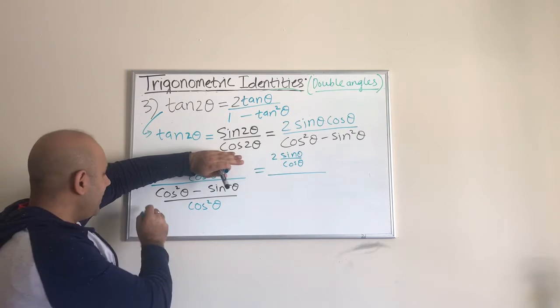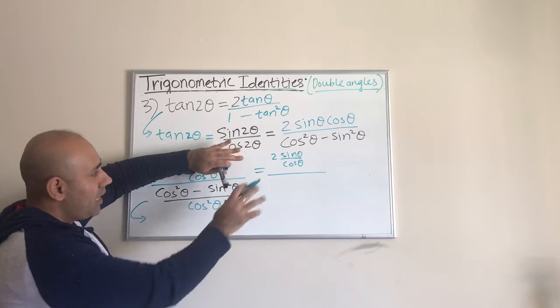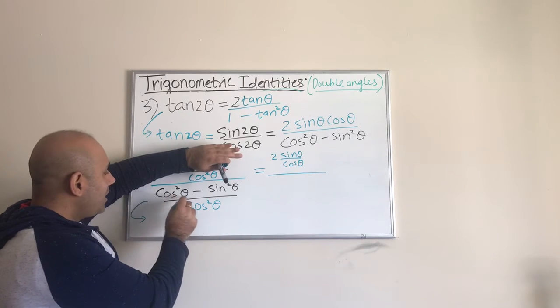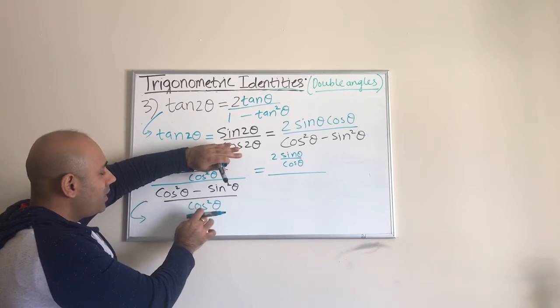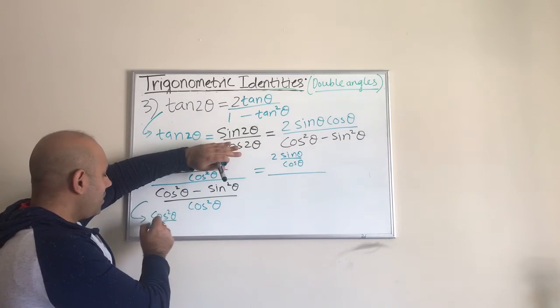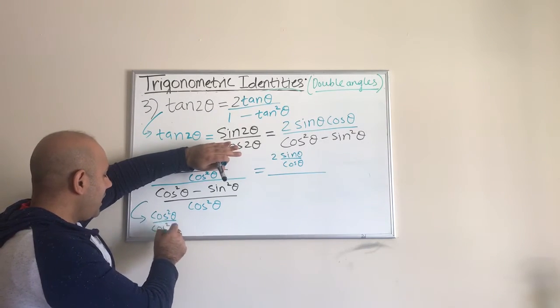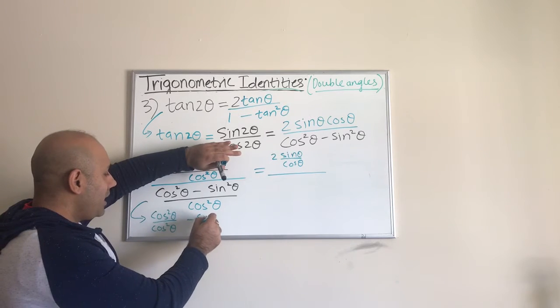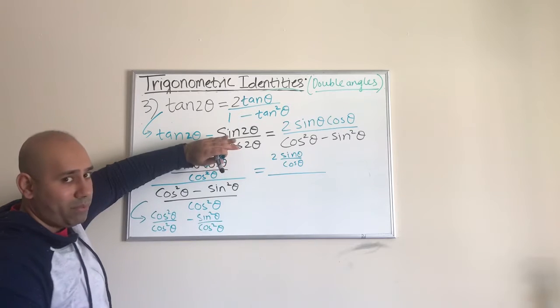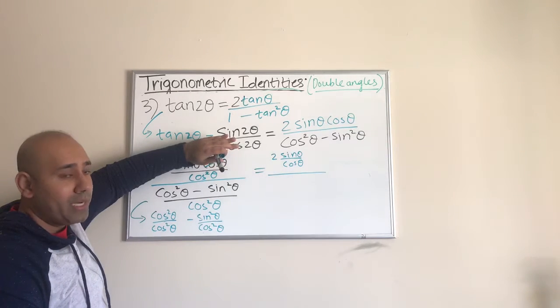In the denominator, guys, since I don't have too much space, I'm going to probably break it down on the side. This cosine square and sine square theta, they both have to be divided by this. So can we break it like this? Cosine squared theta divided by cosine squared theta minus sine squared theta divided by cosine squared theta. I just broke it down into two pieces. I'm allowed to do it, right?